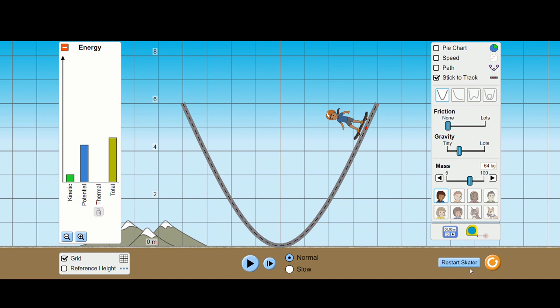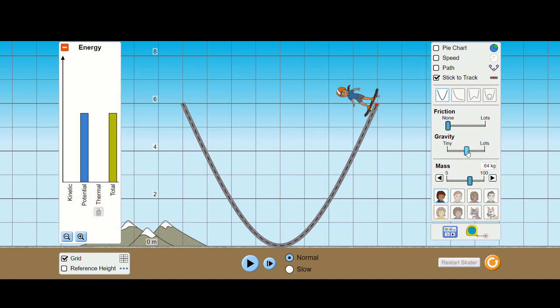Now let's see what happens if I increase the gravity. If I increase the gravity, that means I am increasing the acceleration due to gravity. So m into g is again increasing, so my total energy is increasing at this point, which is equal to potential energy at this point. So when I start the simulation, you can see the same thing.